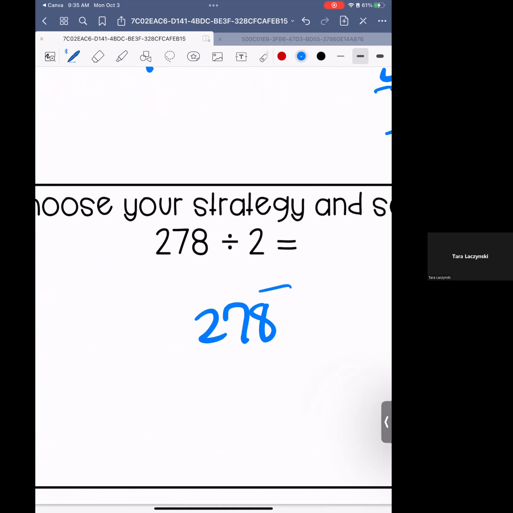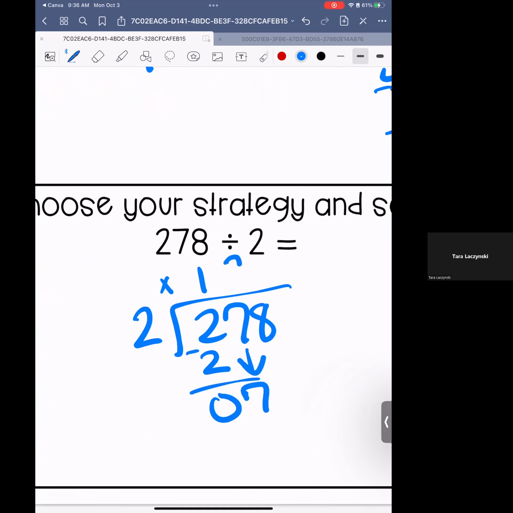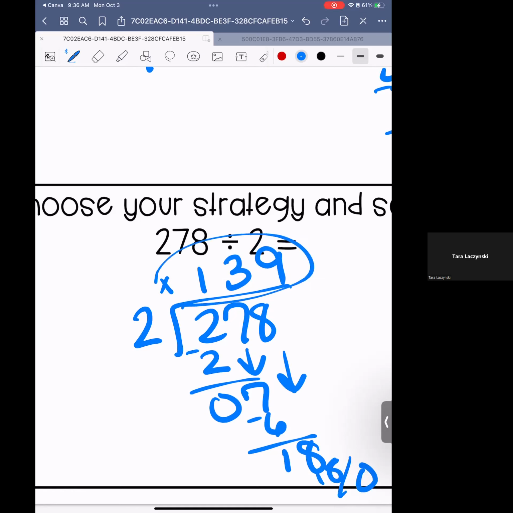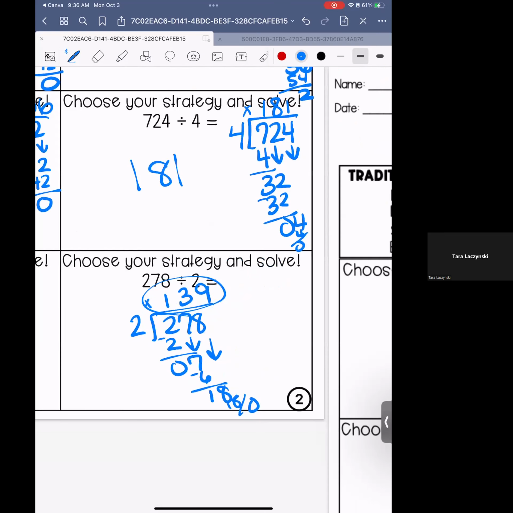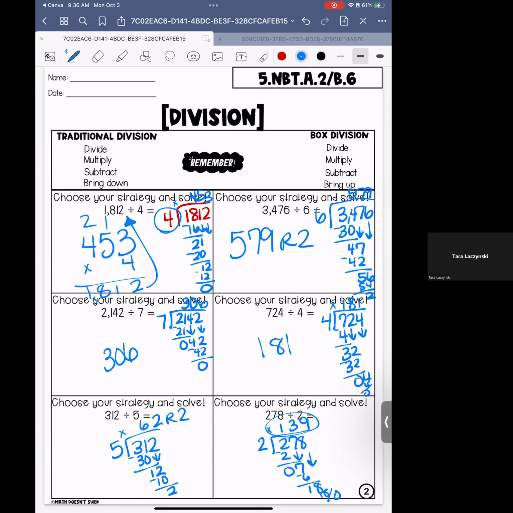278 divided by 2. 2 divides into 2 one time, which gives us 2. Bring down our 7. 2 divides into 7 3 times, which gives us 6. Bring down our 8. 2 divides into 18 9 times, which leaves us with no remainder and a final answer of 139. That brings us to the end of page number 2.